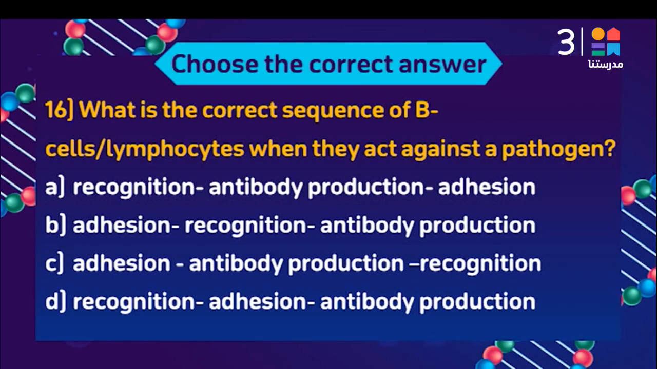Question number 16 is about the correct sequence of B cells, lymphocytes, when they act against the pathogen. There must be many stages, and the stages follow each other. Let's speak about these stages after we read the question. Let's read the question again. What is the correct sequence of B cells, lymphocytes, when they act against a pathogen?